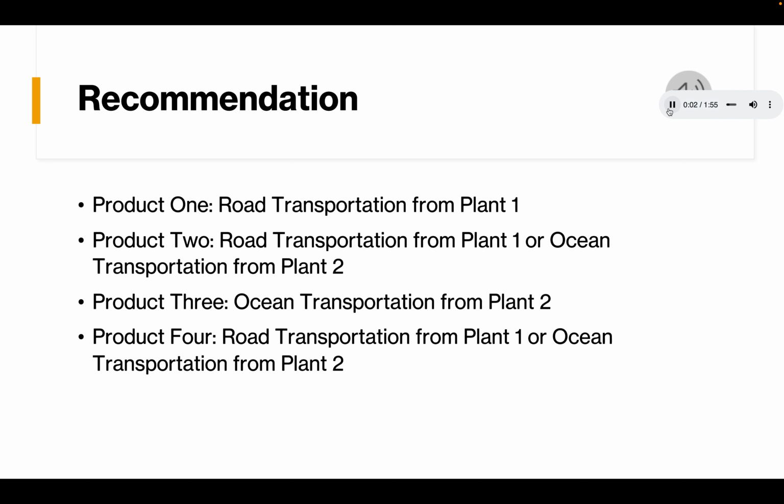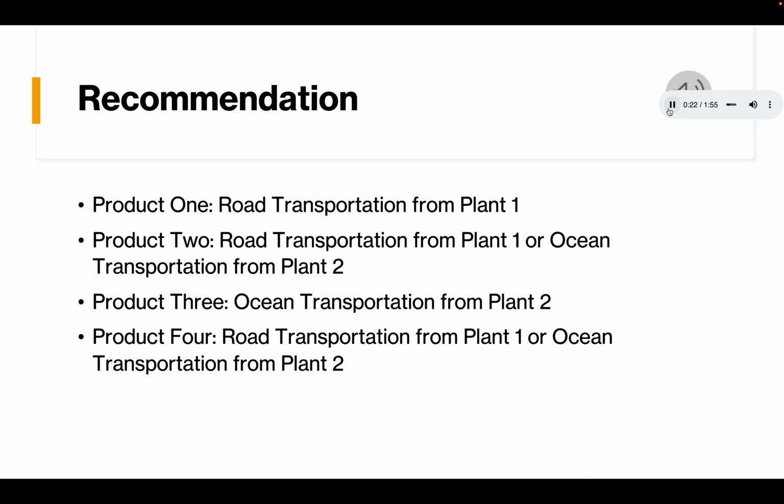Based on the previous calculations that I spoke on in the previous slide, we have found 4 recommendations, one for each product. For product 1, we have decided that the road transportation for plant 1 is a better option, specifically because it is going to be cheaper and has lower annual emissions in comparison to the heavy air cargo of plant 1. This is for product 1.